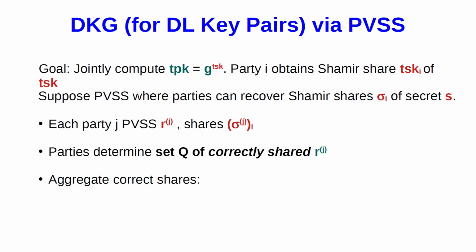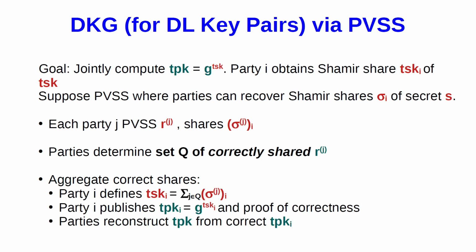Then parties determine the set of correctly shared secrets. And here I'm, by the way, talking about the synchronous model. Everyone is going to reconstruct the same set because the proofs are publicly verifiable. So everyone has the same information to verify the proofs. So everyone can agree on the same set without interaction.